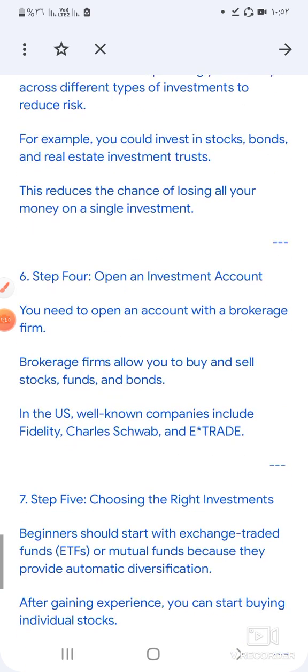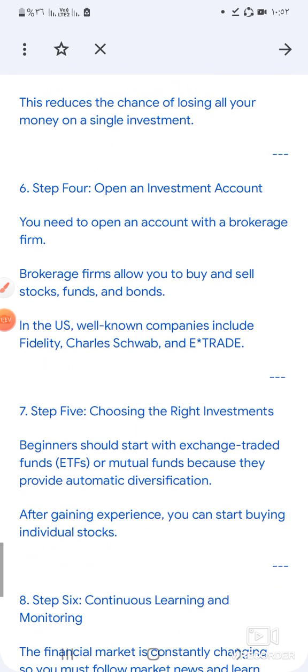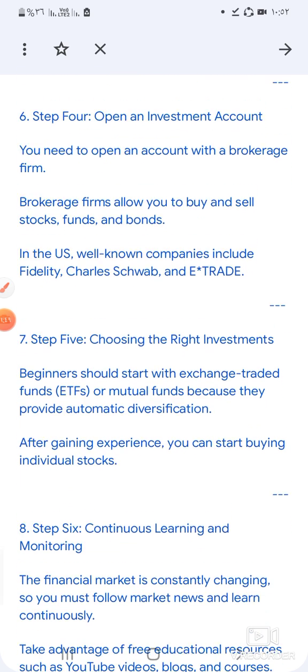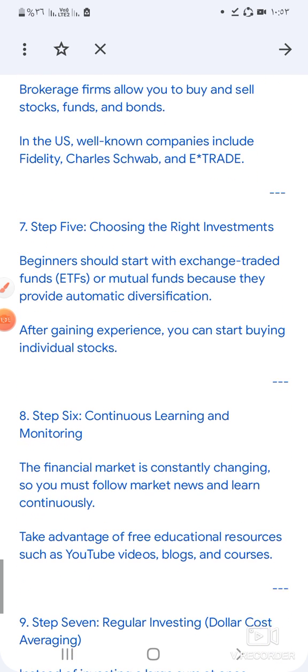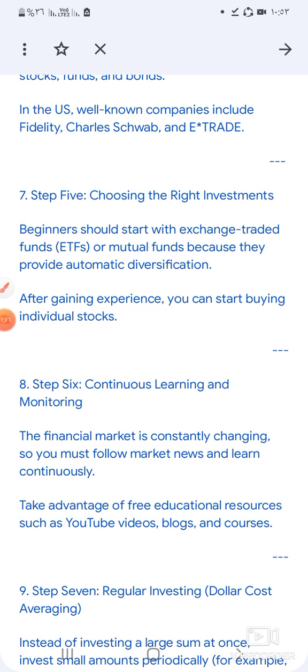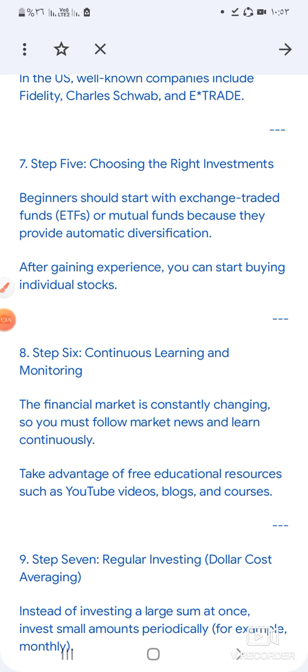6. Step 4. Open an investment account. You need to open an account with a brokerage firm. Brokerage firms allow you to buy and sell stocks, funds, and bonds. In the U.S., well-known companies include Fidelity, Charles Schwab, and E-Trade.